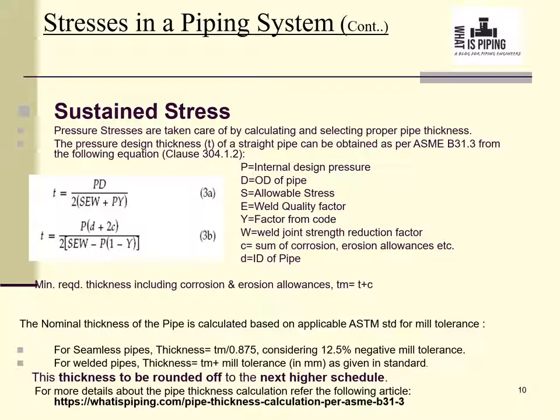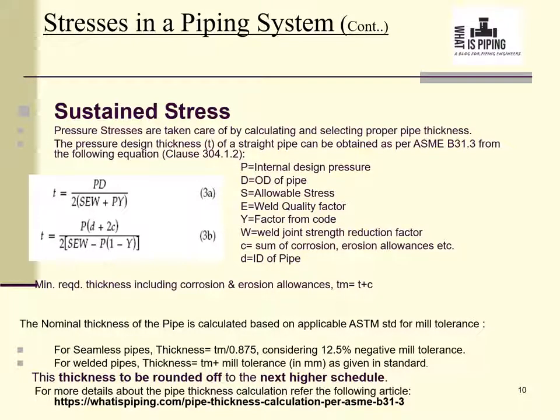Now, as we are telling, there are two kinds of load that generate sustained stress. One is pressure stress and the other is weight stress. This pressure stress is taken care of by calculating and selecting proper pipe thickness. The code provides us the guidelines or equations for calculating this pressure design thickness T.